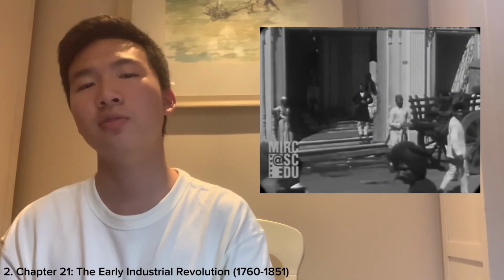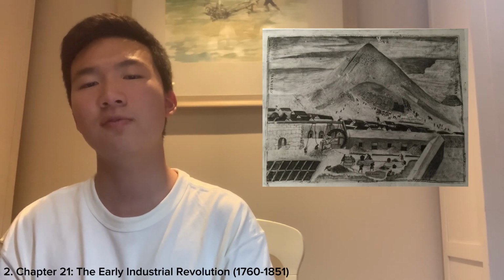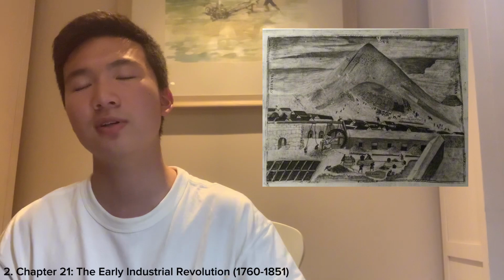But what about the rest of the world? Countries like India, once home to rich textile traditions, were turned into raw material suppliers. Egyptian cotton fed English looms. Latin America's silver and rubber flowed to factories in Europe.